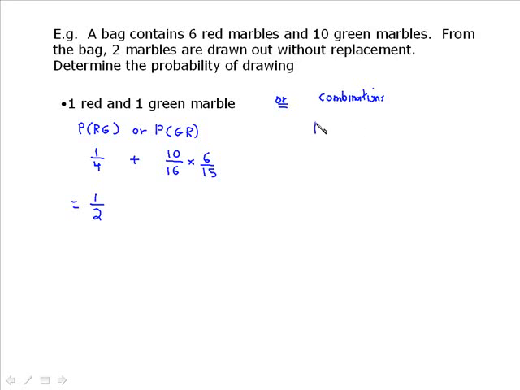Now with combinations, you would take a look at red-green in any order and consider that the number of ways to select 2 marbles would be 16 choose 2. That's the total, and then the number of ways to get the ones we want. To get 1 red out of 6 would be 6 choose 1, and to get 1 green out of 10 would be 10 choose 1. Then work this one out, and you should also get 1/2. You need to make yourself comfortable with these so that you can make good choices on this and not do anything too weird.